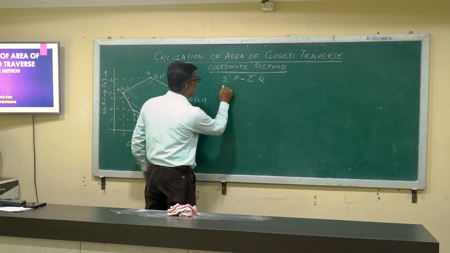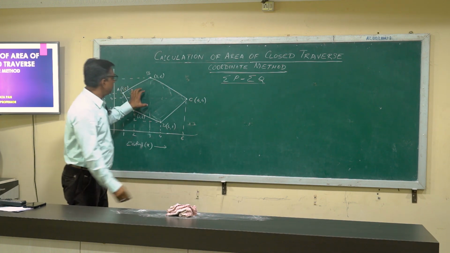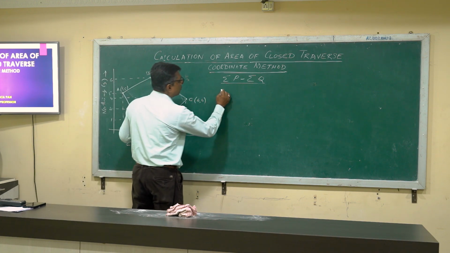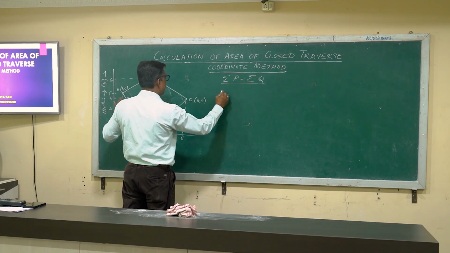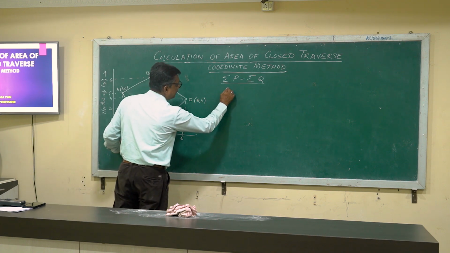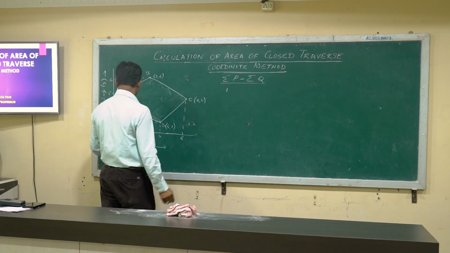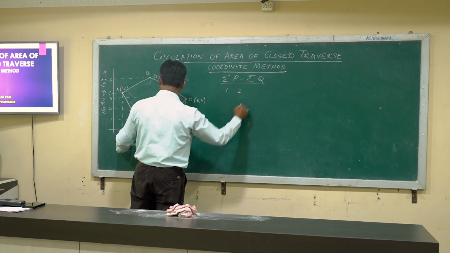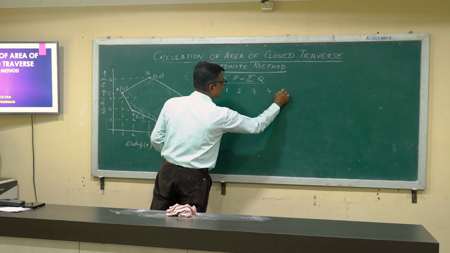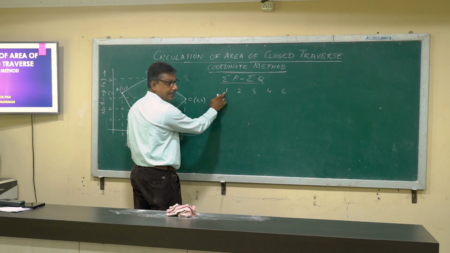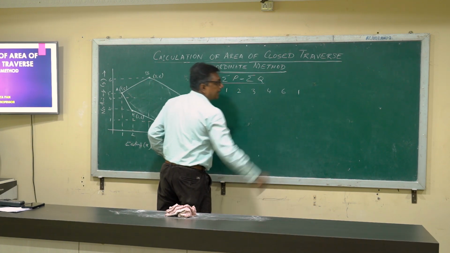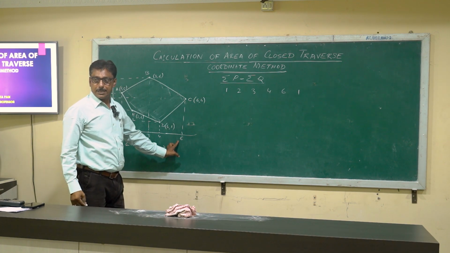It is a very small area, as you see from this data. So it will give you the result in square meters. Like here, if you want to cross multiply, you have to put 1, then 2, then 3, then 4, and finally 6. And again 1 has to be copied, according to the norms of a closed traverse.